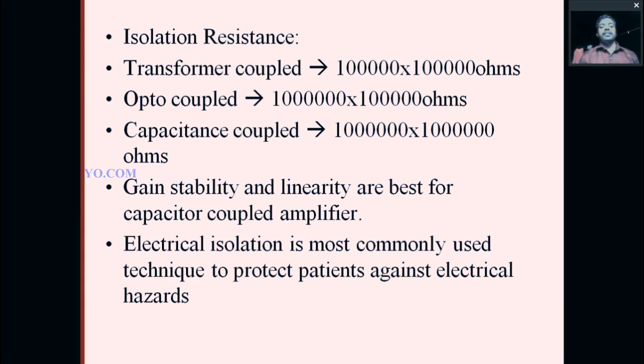The gain, stability and linearity are best for the capacitor coupled amplifier. Electrical isolation is the most commonly used technique to protect the patient against electrical hazards. Finally, the gain, stability and linearity are best for the capacitor coupled amplifier. It is the costliest one, but its linearity and stability are very high compared to the transformer coupled and optical coupled amplifiers.